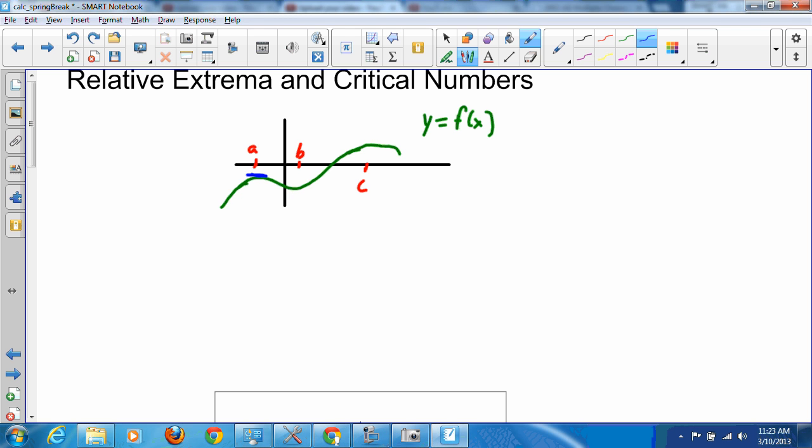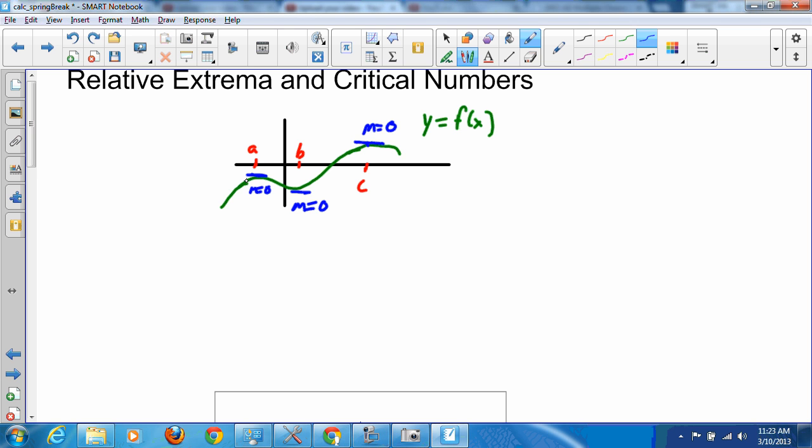And then again at B it looks like it has another horizontal tangent, and then again at somewhere around C it has also another horizontal tangent line where the slopes are equal to 0. So let me identify these real quick. Slope equals 0 here.